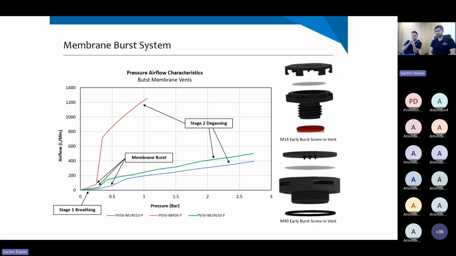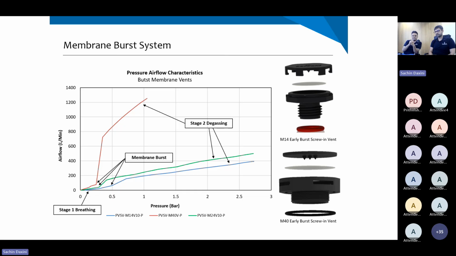The behavior of membrane burst system in battery pack application can be studied through the pressure airflow graphs. So on the screen, we can see the pressure airflow graph for three of our specific products designed for the membrane burst category. So here we can see on the graph there are two distinct phases of the vent operation, that is stage one breathing and stage two degassing. So initially the membrane performs breathing. At a certain pressure, the burst pin will puncture the membrane and there will be a burst.